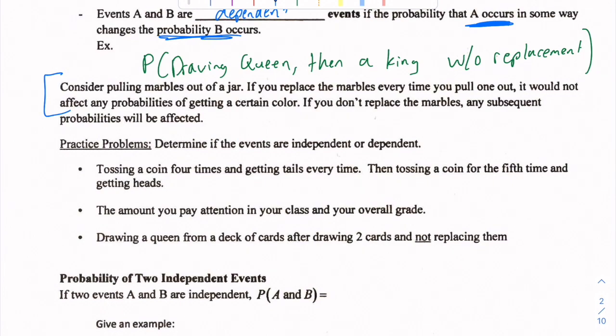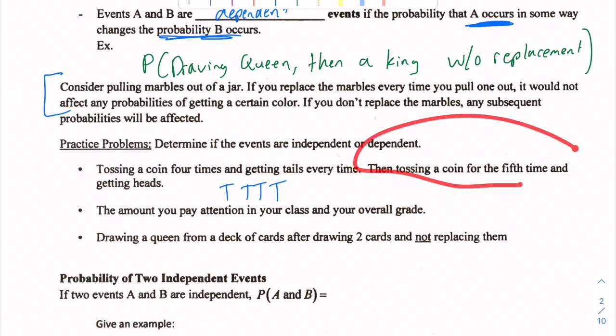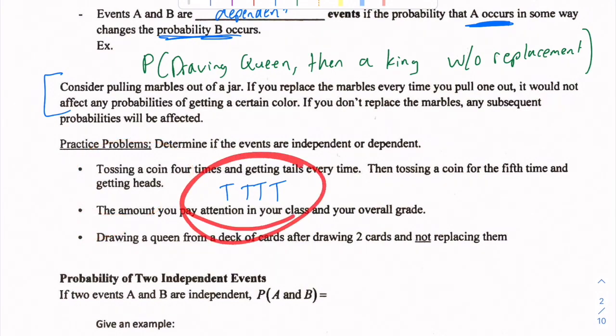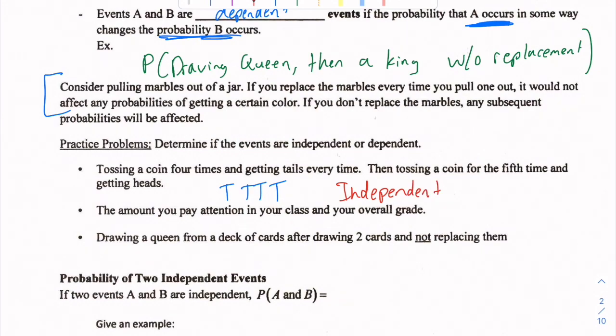Determine if the events are independent or dependent. So tossing a coin 4 times, and you get tails every time. Tails, tails, tails, tails. What are the chances of me tossing a coin the 5th time and getting heads? Just because I got tails 4 times in a row, does that really affect the 5th flip? The answer is no. So this here is independent, because the probability of that 5th toss does not change.